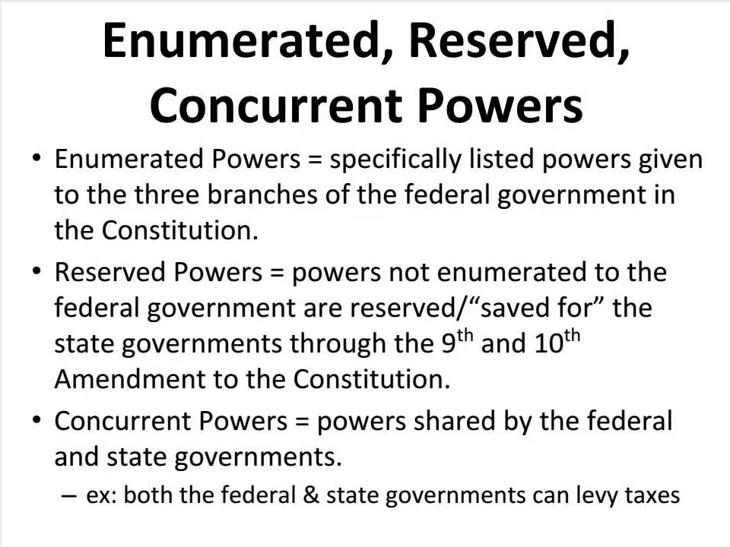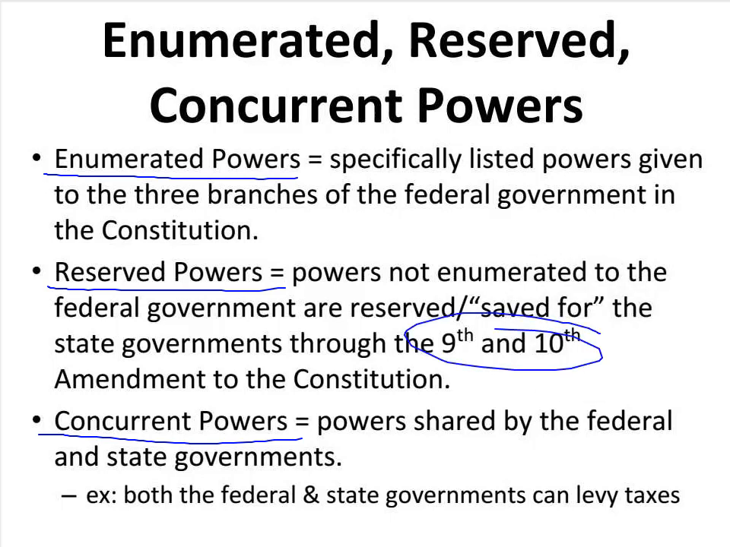You have enumerated, reserved, and concurrent powers. A few really key terms to know. Enumerated powers are those that are specifically listed for the federal government. Reserved powers are set aside for the states. They are saved for the states, and that is outlined in the 9th and 10th Amendments. And then concurrent powers are powers that are shared. Both the federal and state governments, for example, can levy taxes on things.